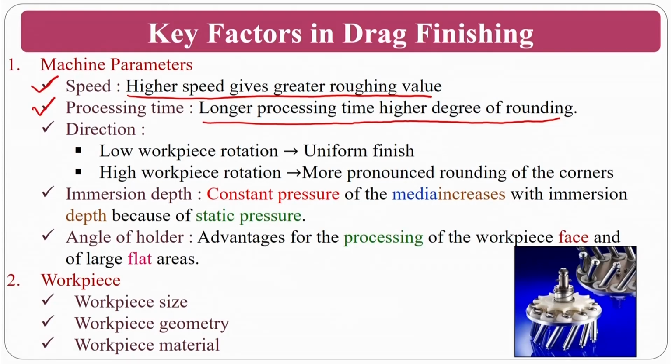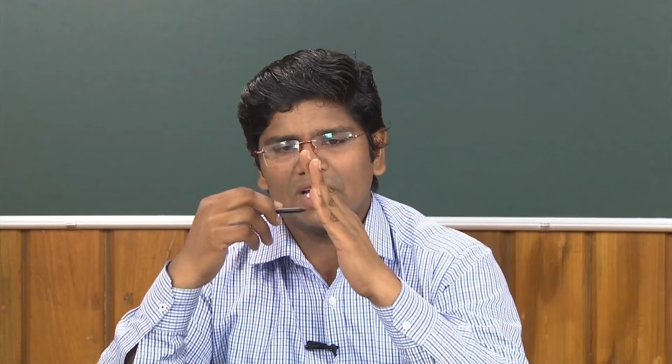And the directions: with low workpiece rotation, normally you will get a uniform surface finish, and with high workpiece rotation, more pronounced rounding of the corners. If I use low workpiece rotation, then you will get a uniform surface roughness. If I go for high workpiece rotation, then the interaction at the edges, because the edge is sharp. If this is the edge, the surface area is very high here compared to the lower portion. The surface area, if I just do the sectioning, I am just explaining with one picture.